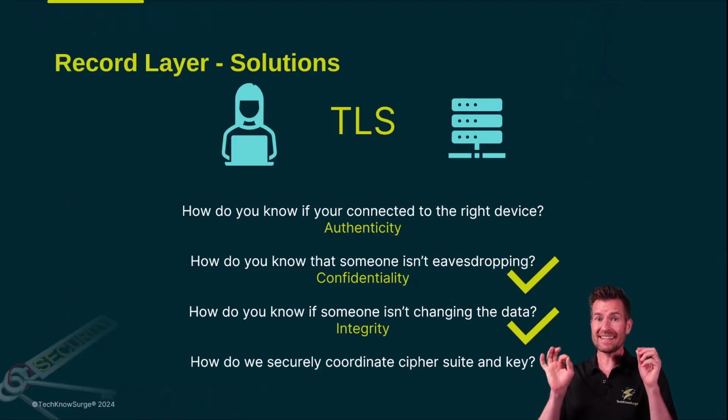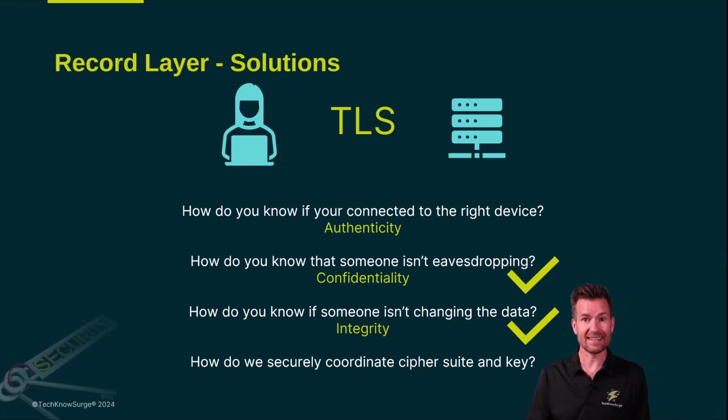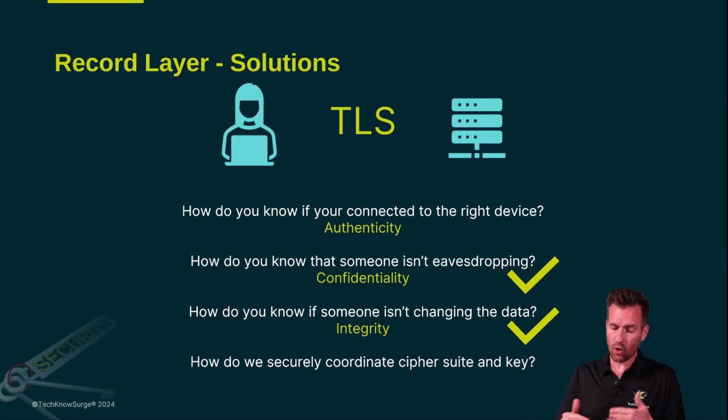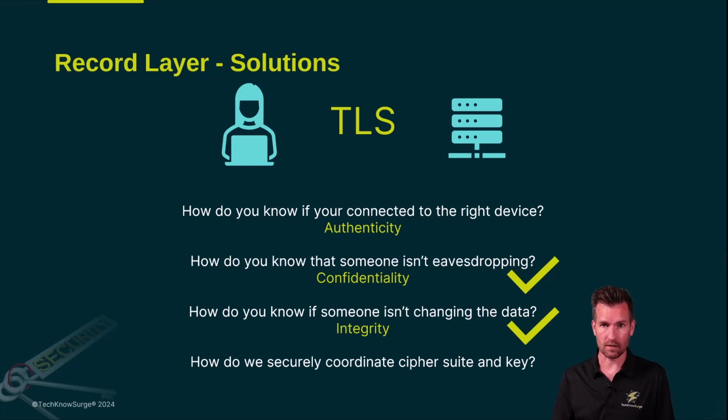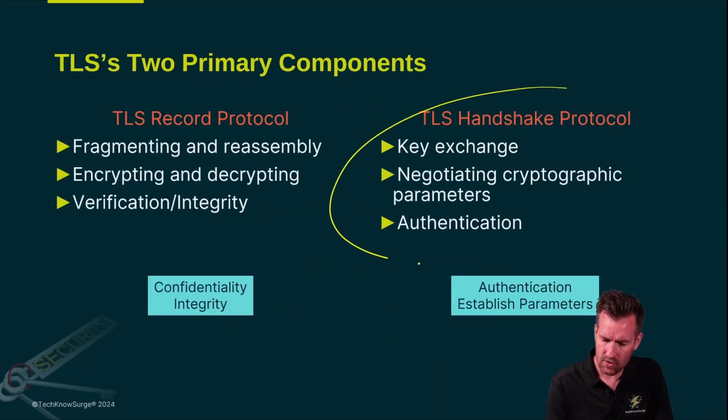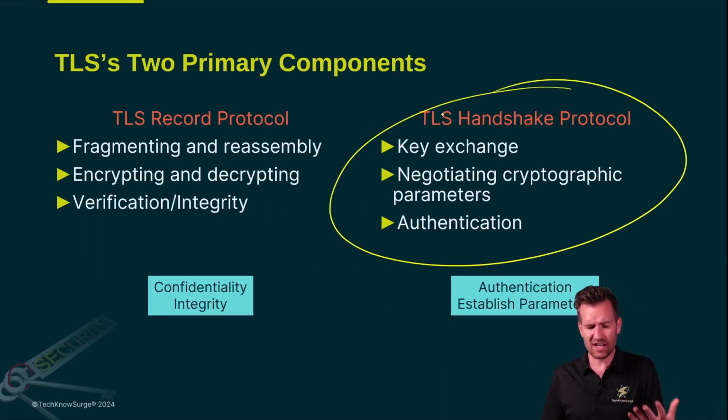When it comes to the TLS record protocol, we satisfy confidentiality and integrity. But how do we know we're connecting to the right device? That authenticity piece, or authentication piece. And how do we coordinate the cipher suite and the keys? Well, the answer to that is through this handshake protocol. We need the TLS handshake protocol for that key exchange, for negotiating cryptographic parameters, and for the authentication piece.